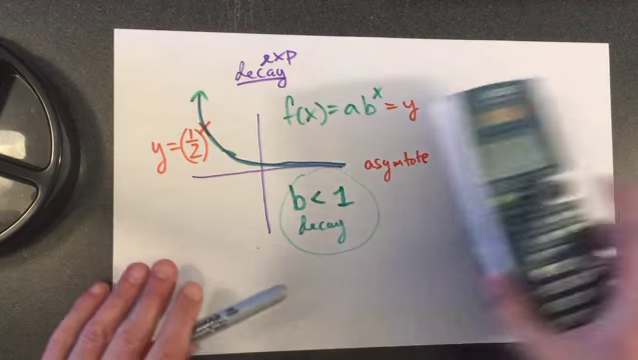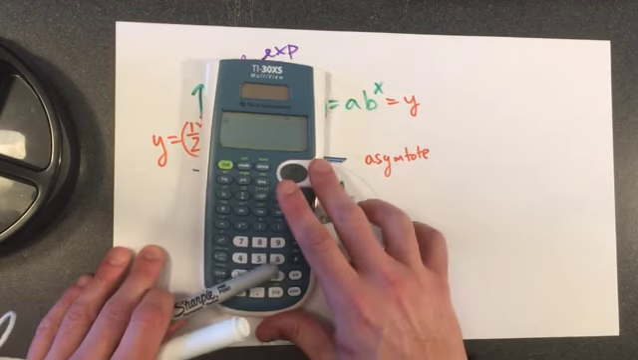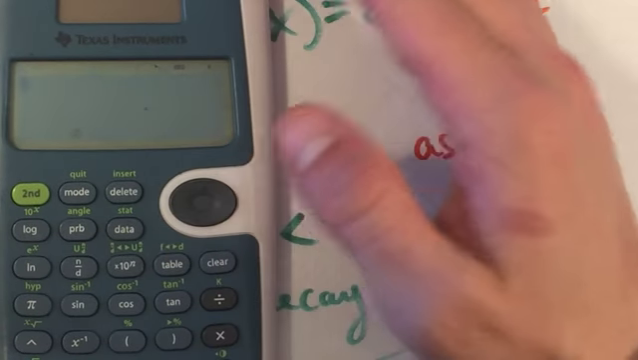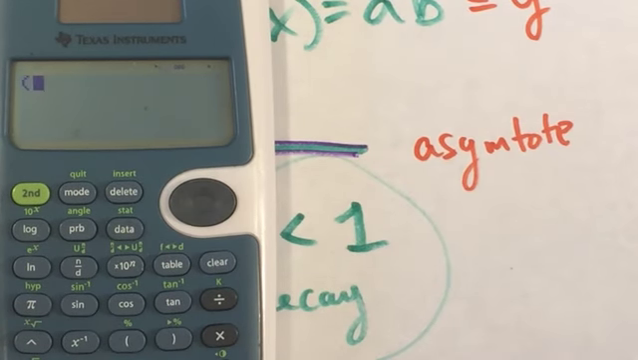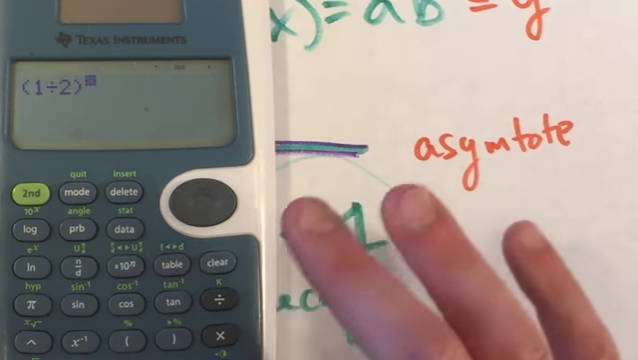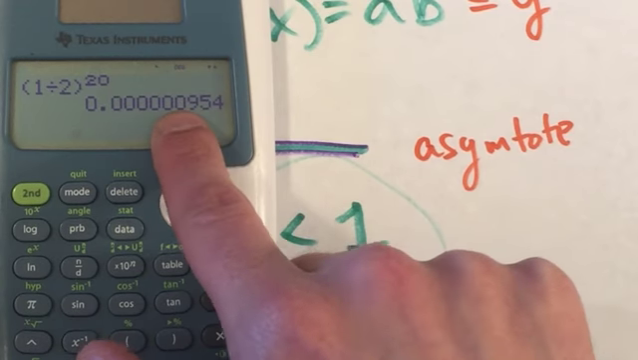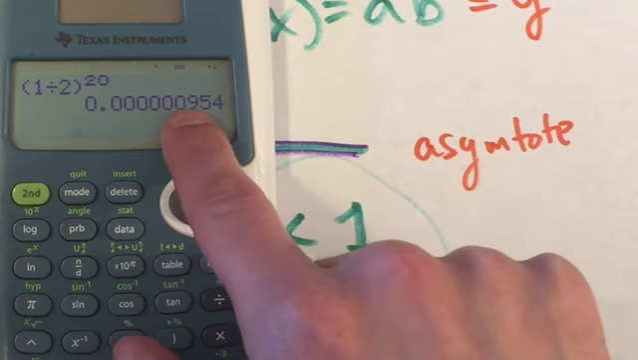Let's see. Is there any way to get a negative? Let's take a look. Let's zoom in. Okay. Is there any way to get a negative value? Let's do 1 divided by 2. That's 1/2. And let's take it to the 20th power. Nope. It's really close to 0, but it doesn't cross 0.